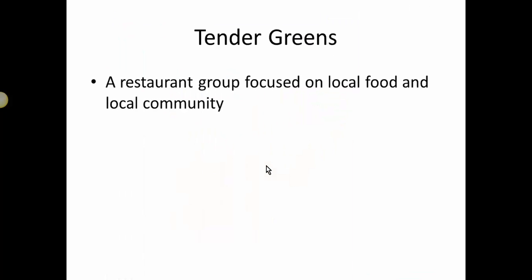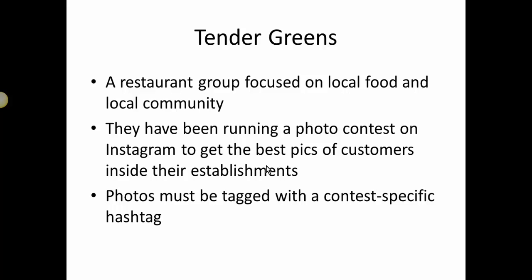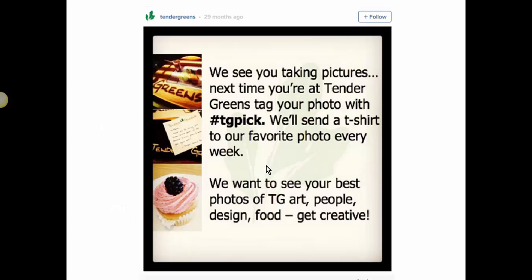Another company is a locally sourced whole food type restaurant company, and they did a photo contest also on Instagram. And again, they had to be tagged, and again, it's a shirt. So this is their Instagram post, and tag your photo with TG Tender Grain Pick, and we'll send a t-shirt every week. So each week they pick one out. So this is kind of a way of doing it where the contest keeps running on and on.